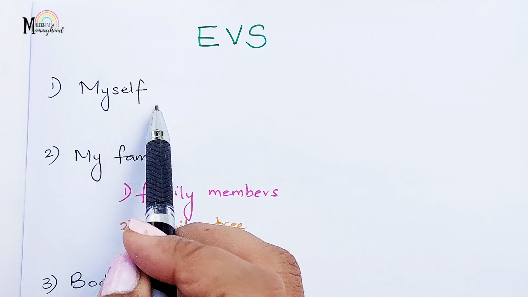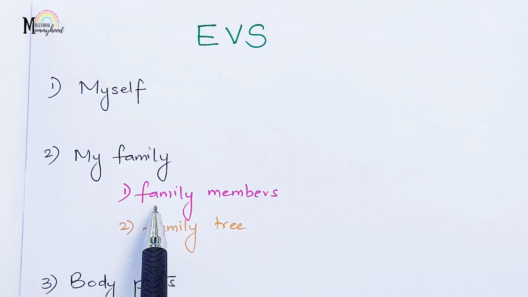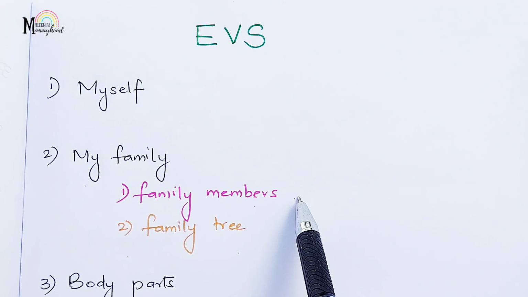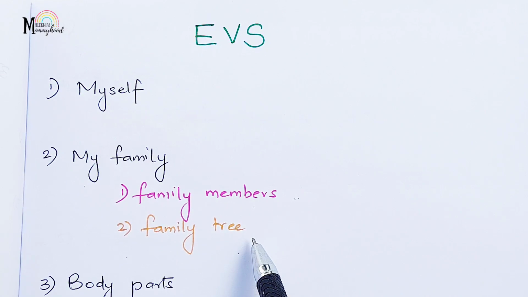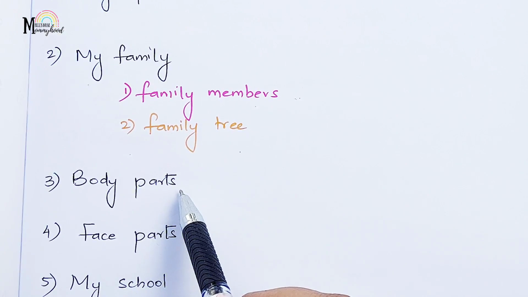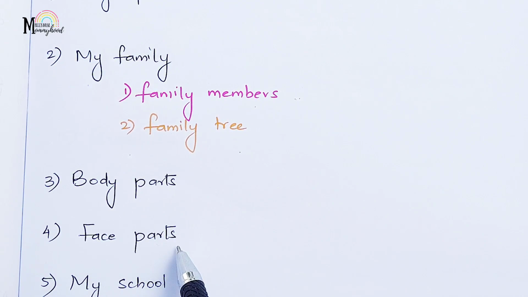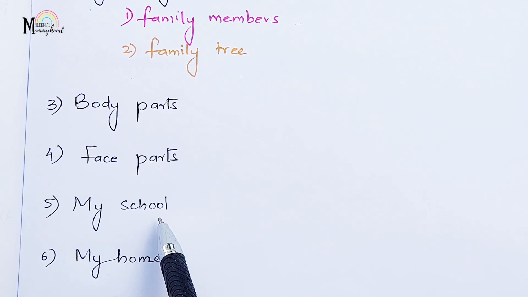Next subject is EVS, in which you start by learning about myself, your name, your age and so on. Your family members, your family tree, where in family members you talk about father, mother, sister, brother, grandparents and so on, and you draw the same thing on a family tree. Next is body parts. You learn about different parts of your body. Face parts, where especially about your face you learn.